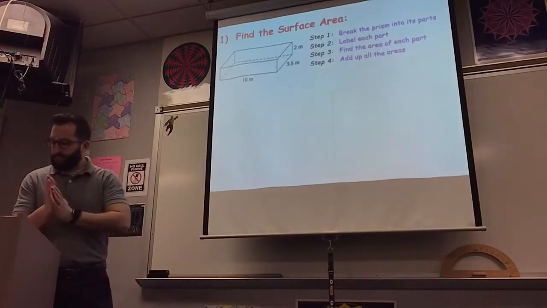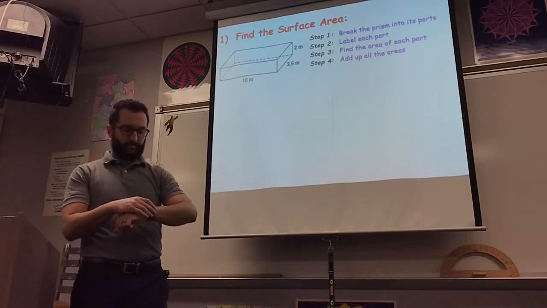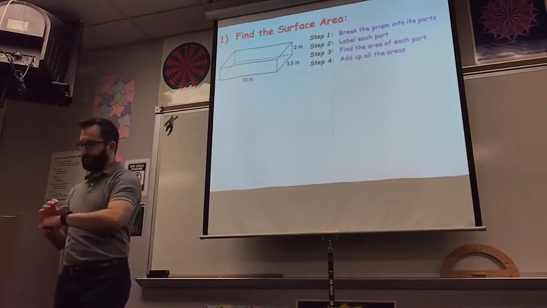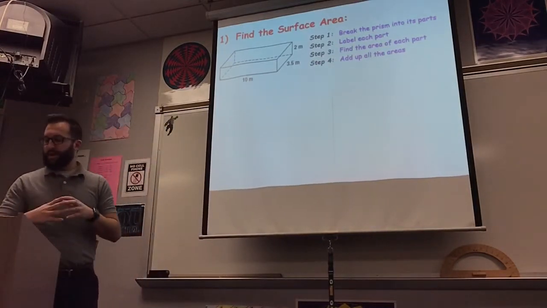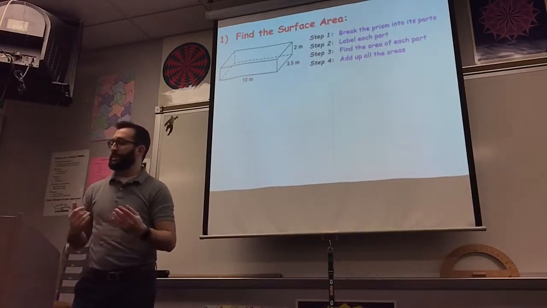So here's what we got to do. Let's find this surface area. I've got 4 steps for you to write down. You've got space to the right of your notes to do it. Step 1, we want to break this thing up into its parts. Then step 2, we want to label each part.